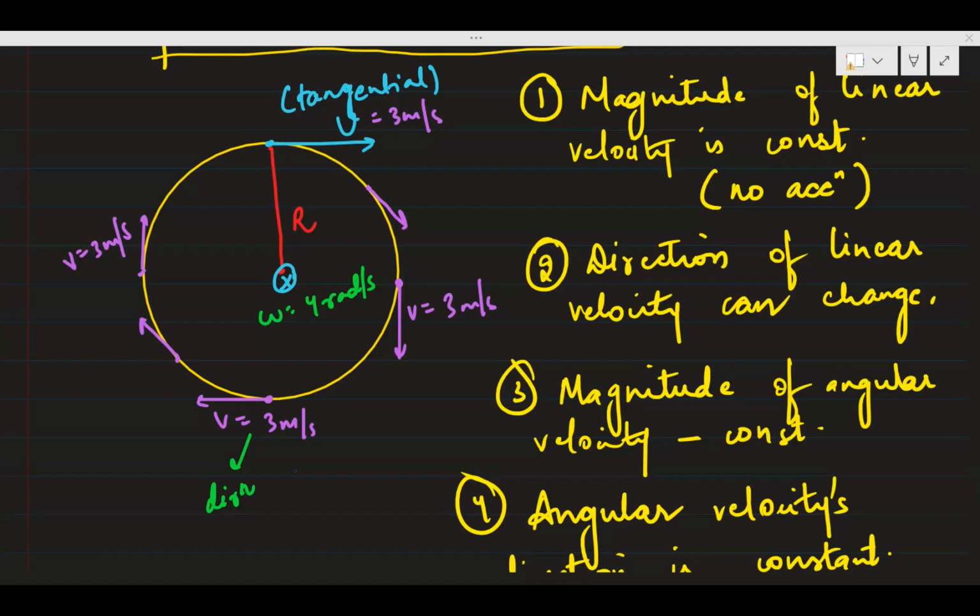Ma'am, in the diagram, what is W equal to? W is equal to 4 radian per second.